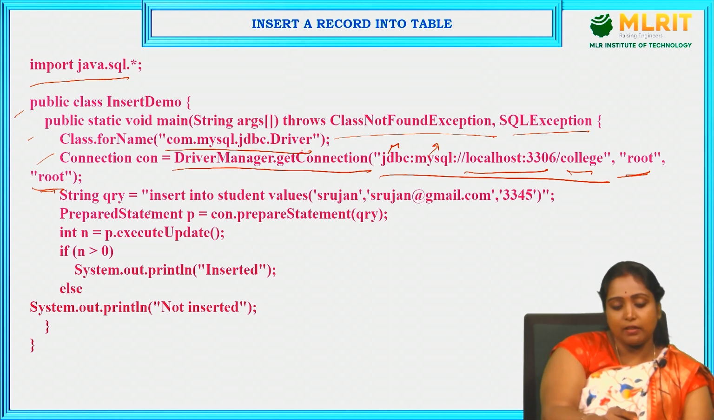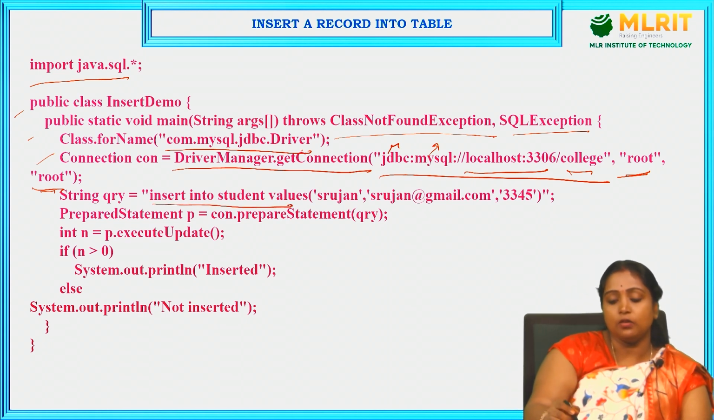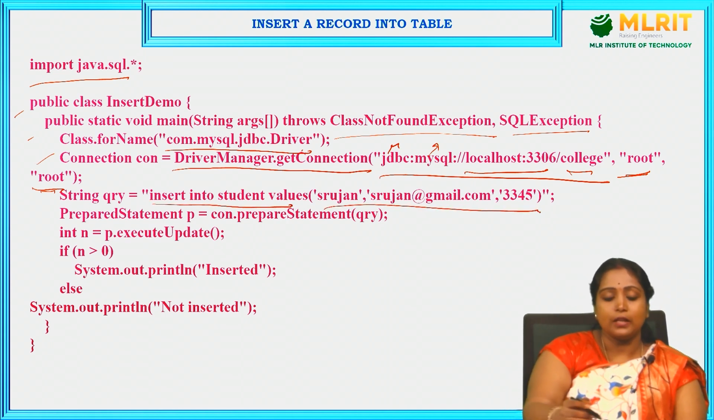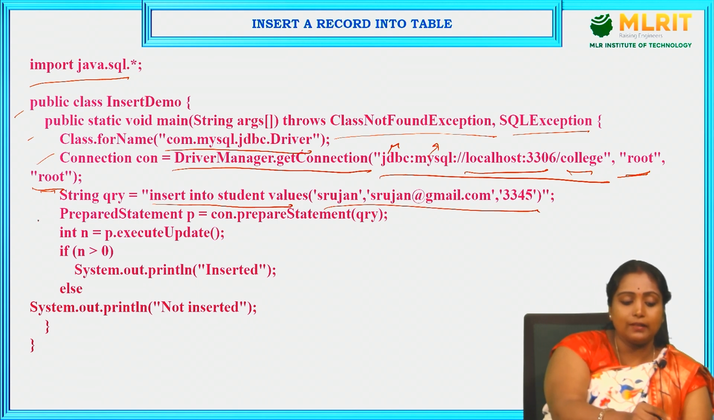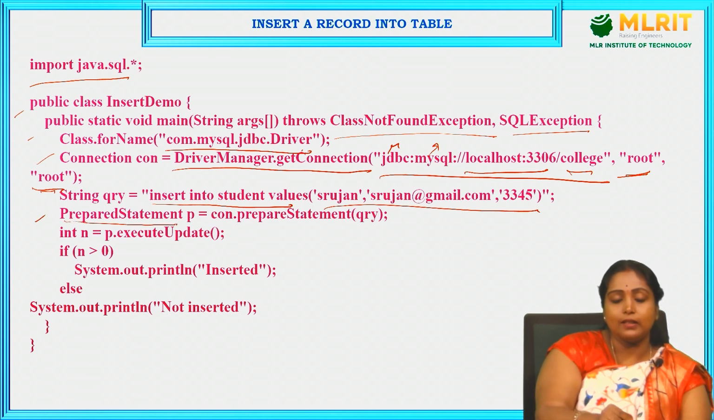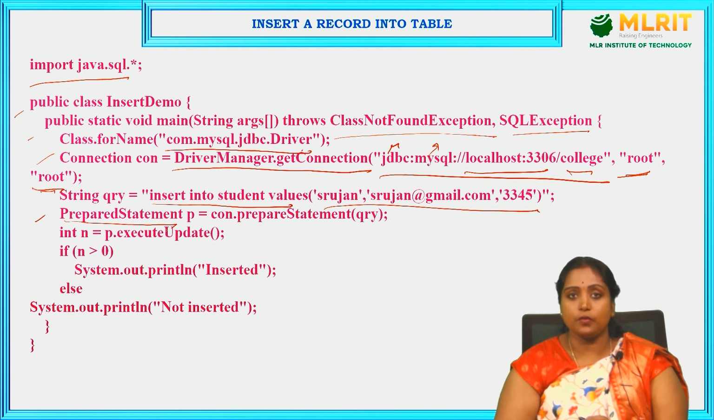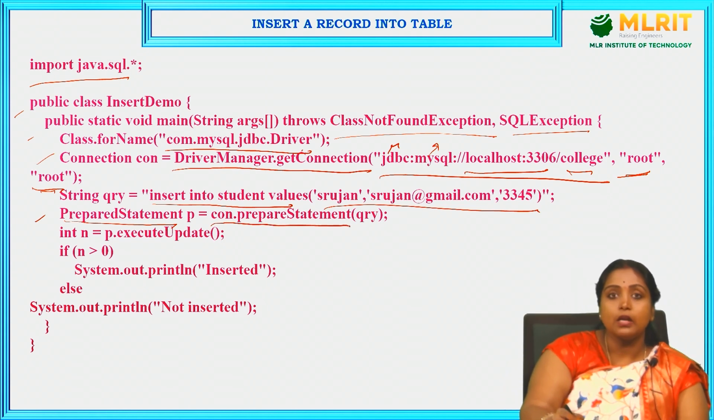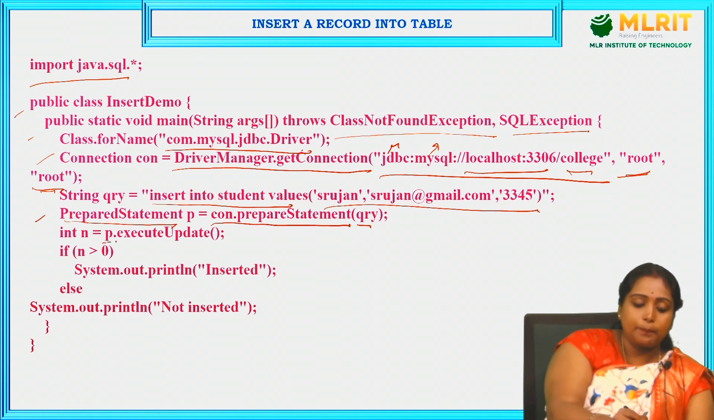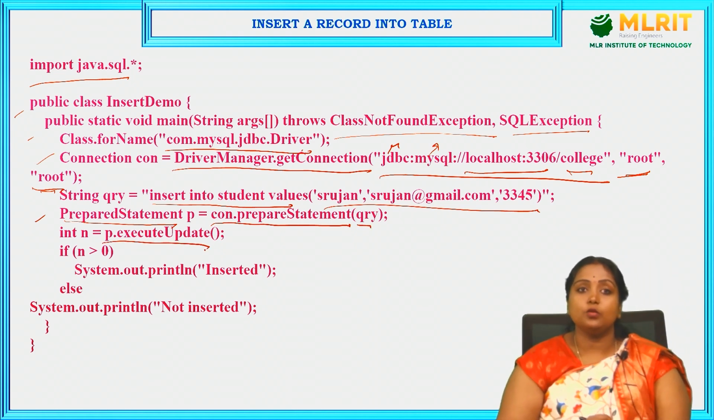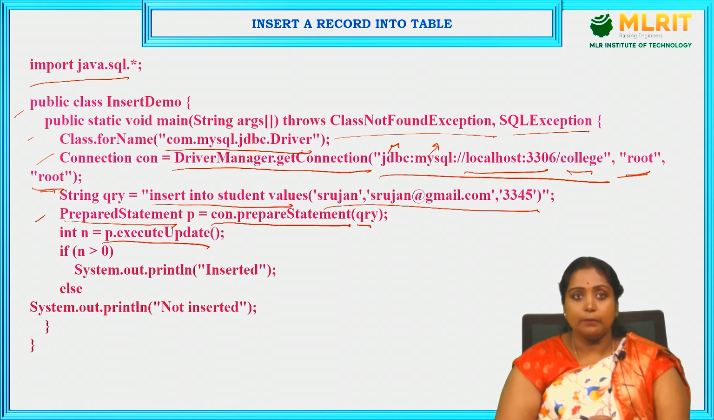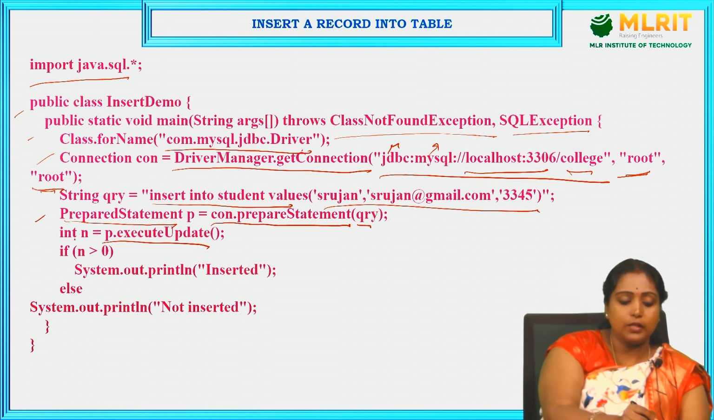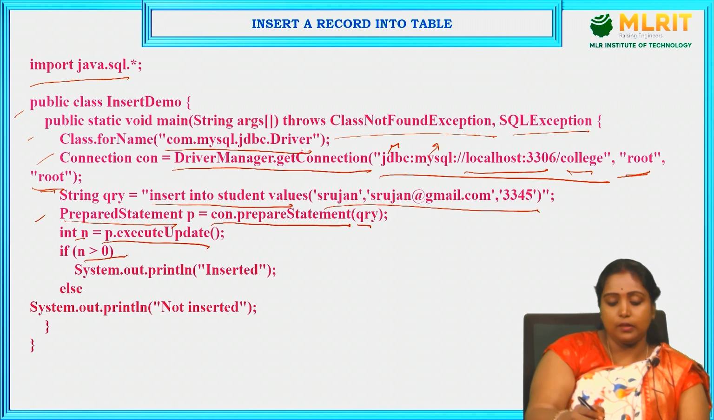I am creating a query, insert into student values, with some values. Now, to prepare the statement, PreparedStatement is an interface, and p is a reference of the PreparedStatement interface. I am preparing the statement for that query using the connection. p.executeUpdate is a method used to execute it, and it returns an integer value. If n is greater than 0, the record was inserted, otherwise it is not inserted.